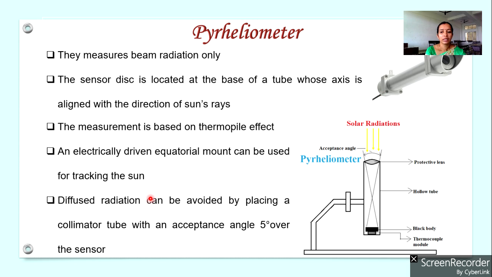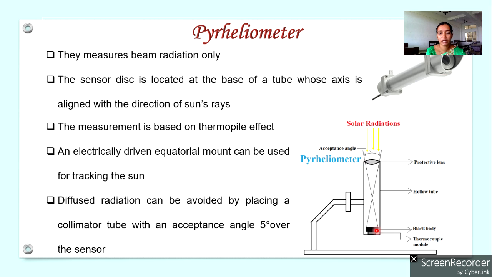And here, in order to avoid the diffused radiation from entering into this sensor, a tube is used. This collimator tube used will be having an acceptance angle of 5 degrees. So we will place a tube over the sensor.